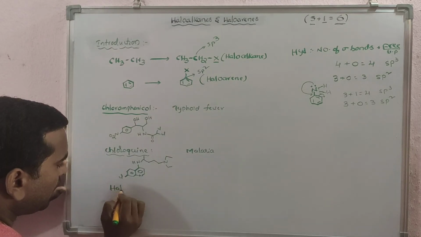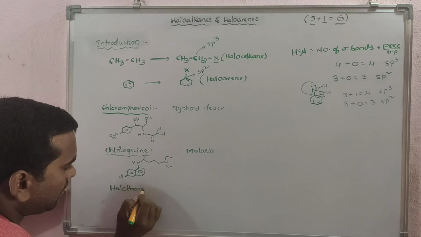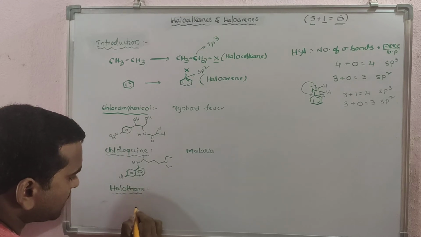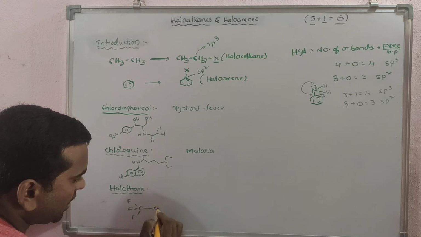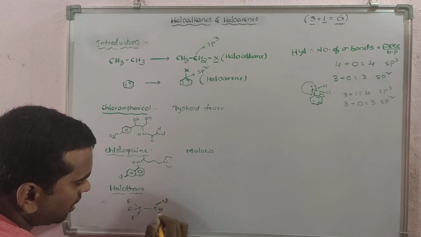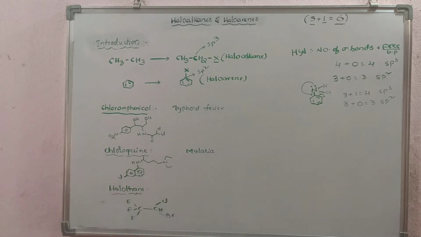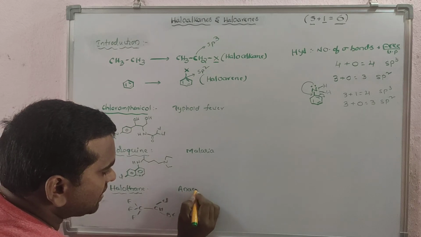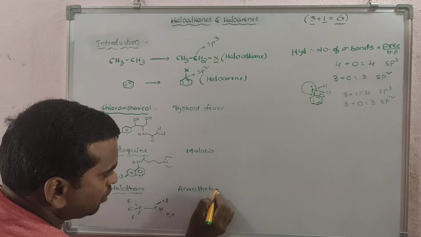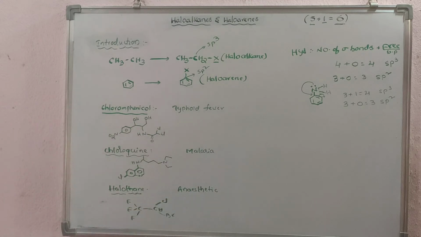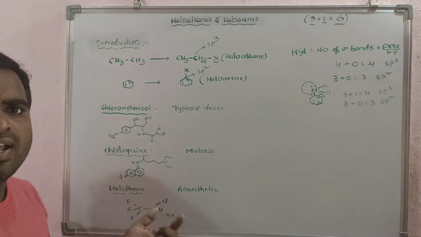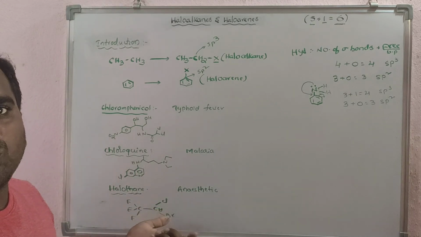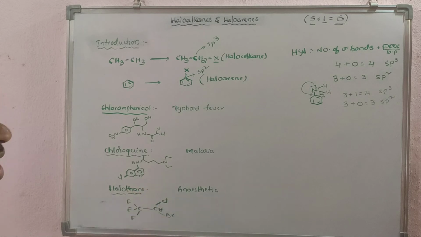Another compound, halothane. In the formula of this compound, one carbon has 3 fluorine atoms, and another carbon contains chlorine and bromine. This is halothane, and it is used as an anesthetic. Anesthesia is used during surgery so that the patient will not feel any pain during the operation. Clear?